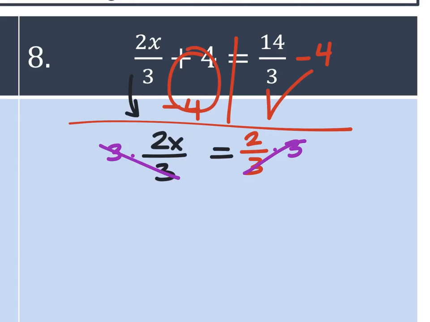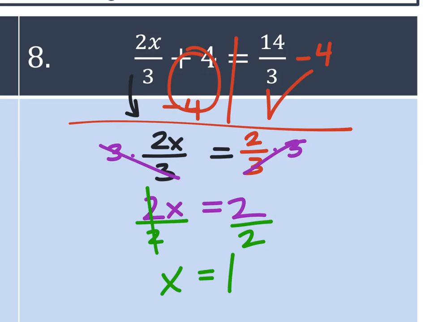Now, again, it just shows that both denominators cancel out, and we end up with 2x equals 2. Then we'd say, well, divide both sides by the coefficient, which is 2. That becomes a phantom 1, 1x, and 2 divided by 2 is 1.